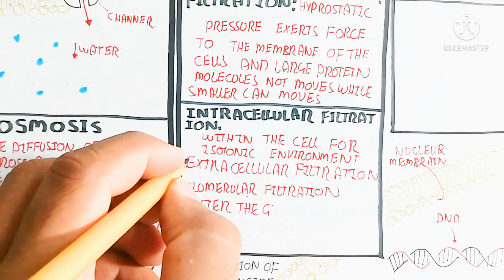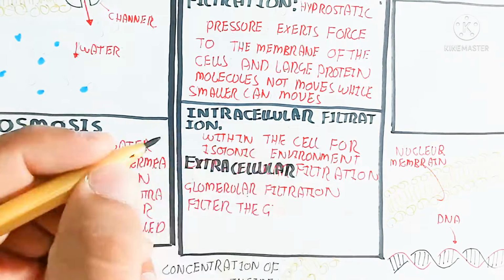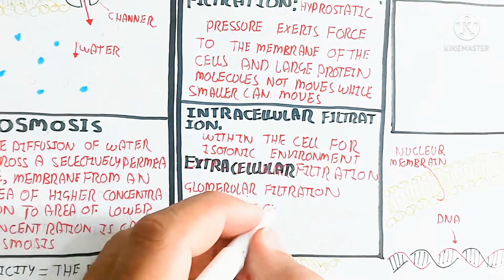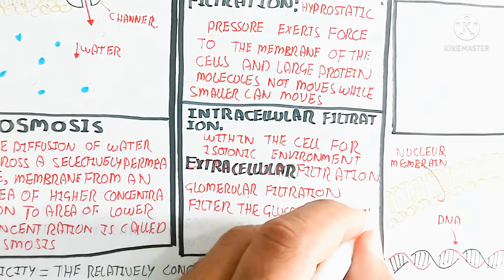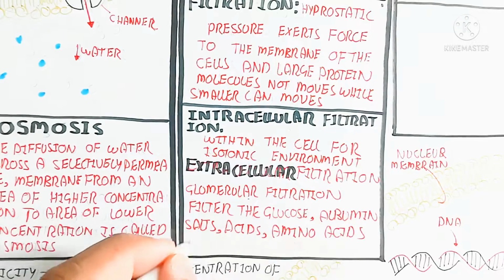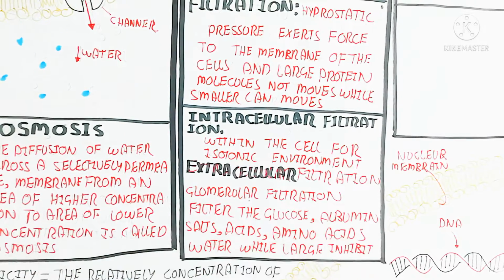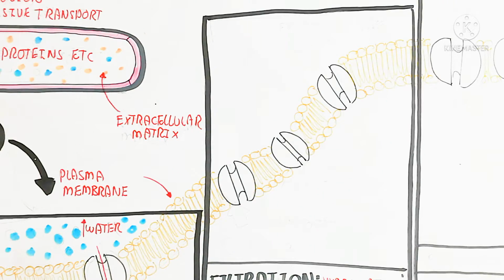So in this way, extracellular filtration and glomerular filtration are separate things, because glomerular filtration filters glucose, albumin, salts, acid, amino acids, and water, and when molecules are large they will be inhibited but the smaller ones will be filtered.